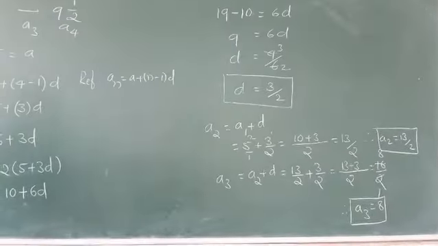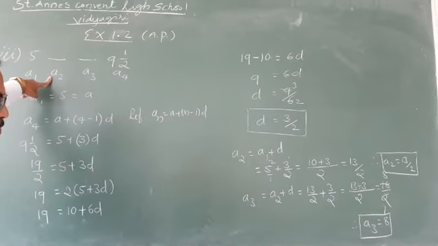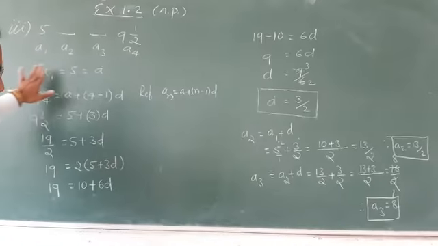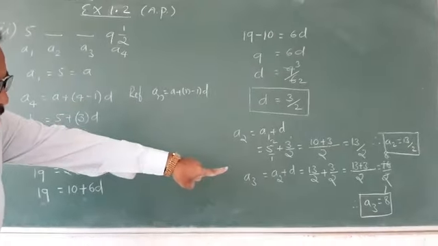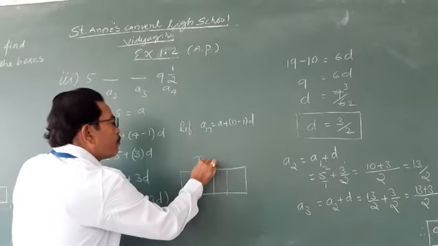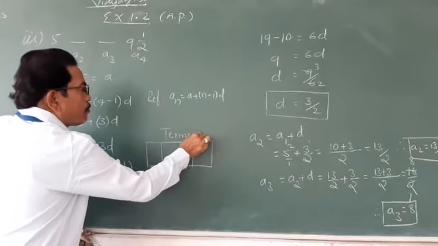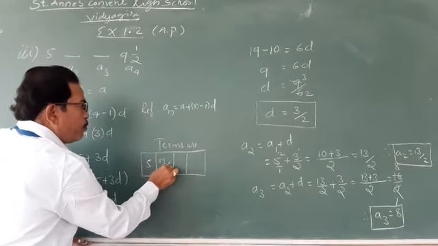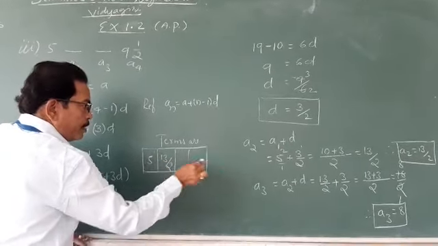Okay, now we have to find A. A2 is nothing but A1 plus D. So A1 plus D, that is 5 plus 3 by 2, that is equal to 13 by 2. A3, after simplification we got A3 equals 8. So the terms are 5, 13 by 2, 8, and 9 integer 1 by 2.